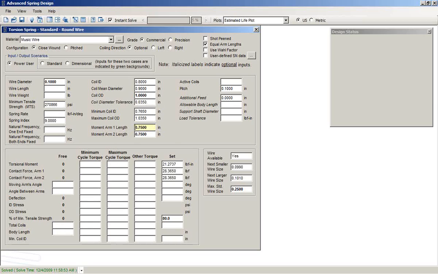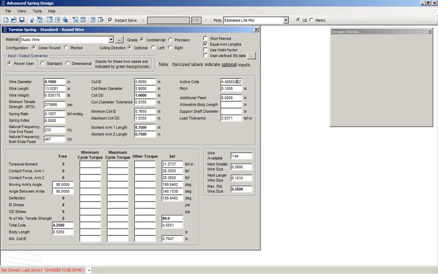Another feature that we added is computation of active coils based on body coils, or total coils as we call them, and moment arm length. The total coils plus a fraction of the moment arms equals the active coils. It's a rather complex calculation. We feel that most would not necessarily think to input a value for active coils because it's just not going to be something you would know or be able to see from a drawing, that sort of thing.